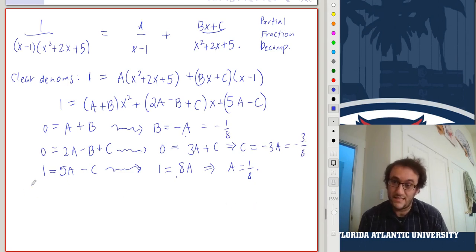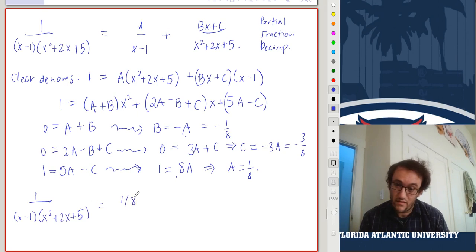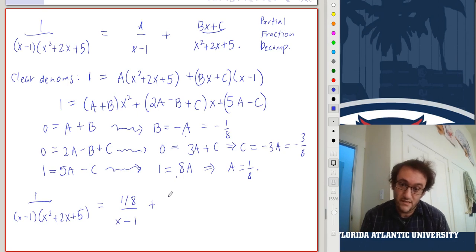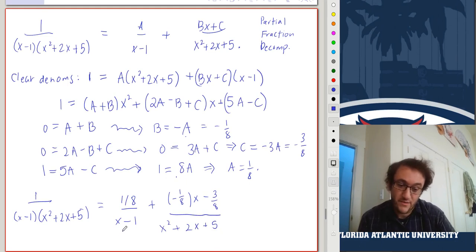So that means that our rational function 1 over x minus 1 times x squared plus 2x plus 5 is equal to 1/8 divided by x minus 1 plus negative 1/8 x minus 3/8 divided by x squared plus 2x plus 5. So let's bring that up to the previous page.